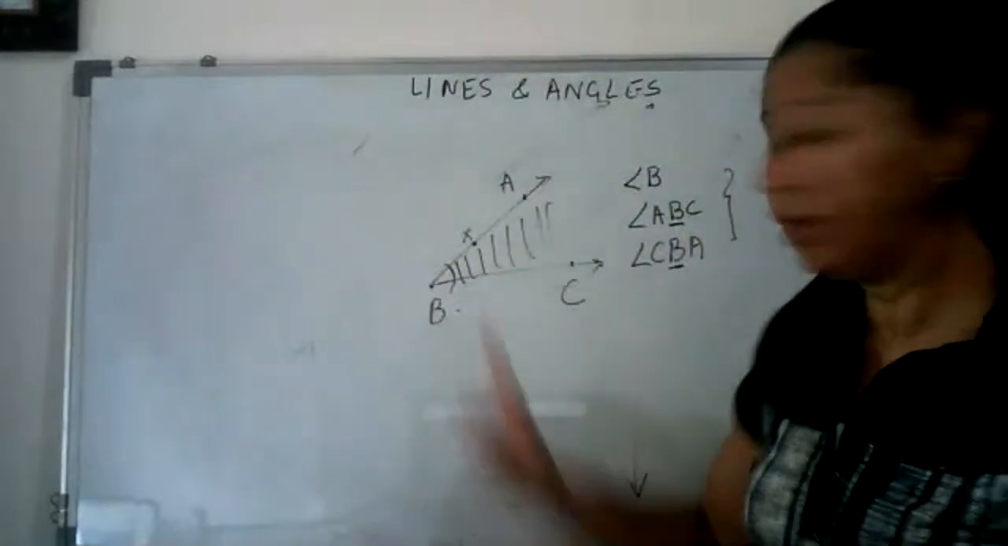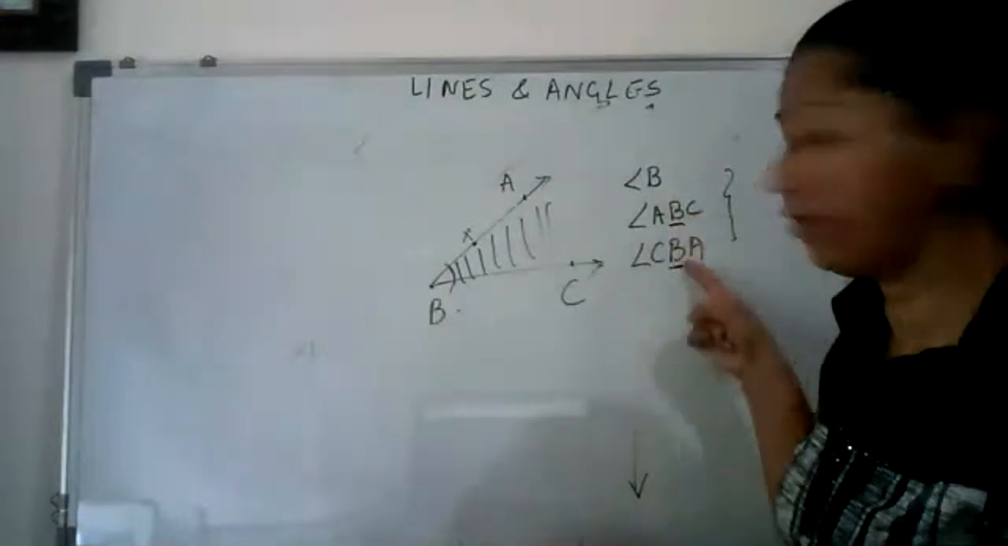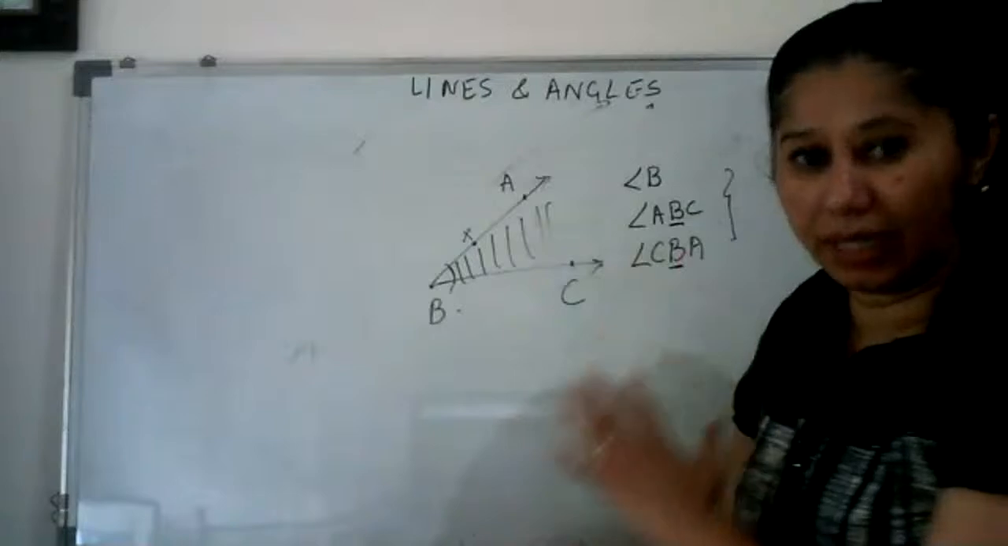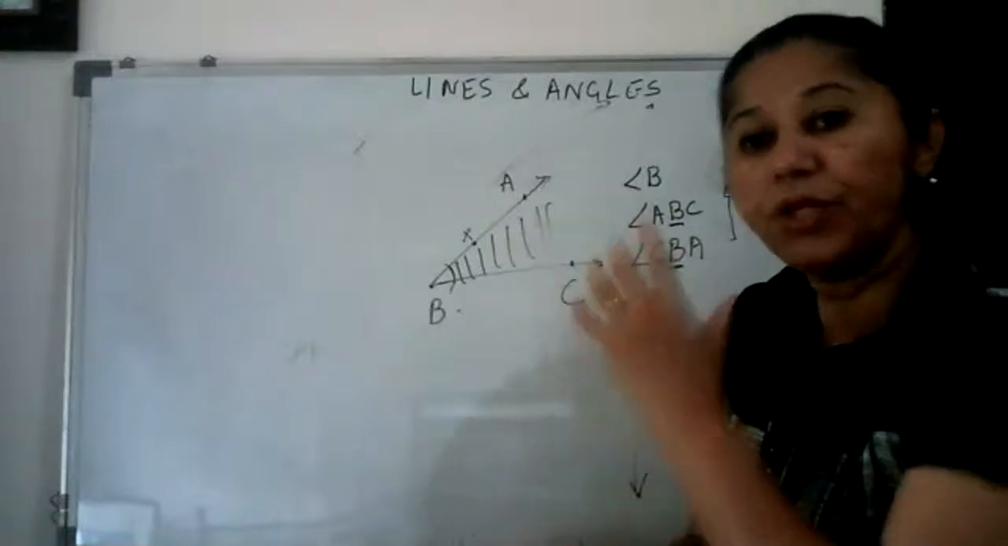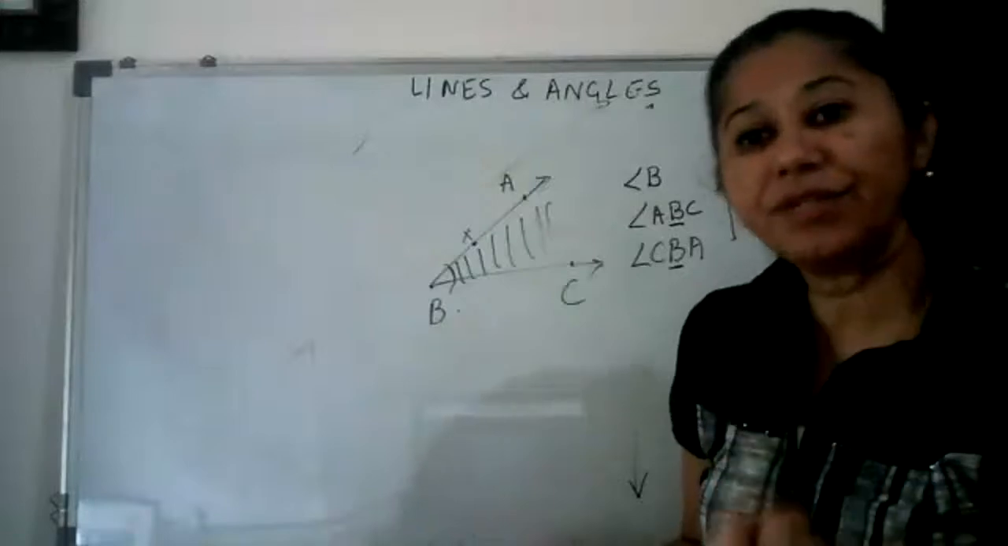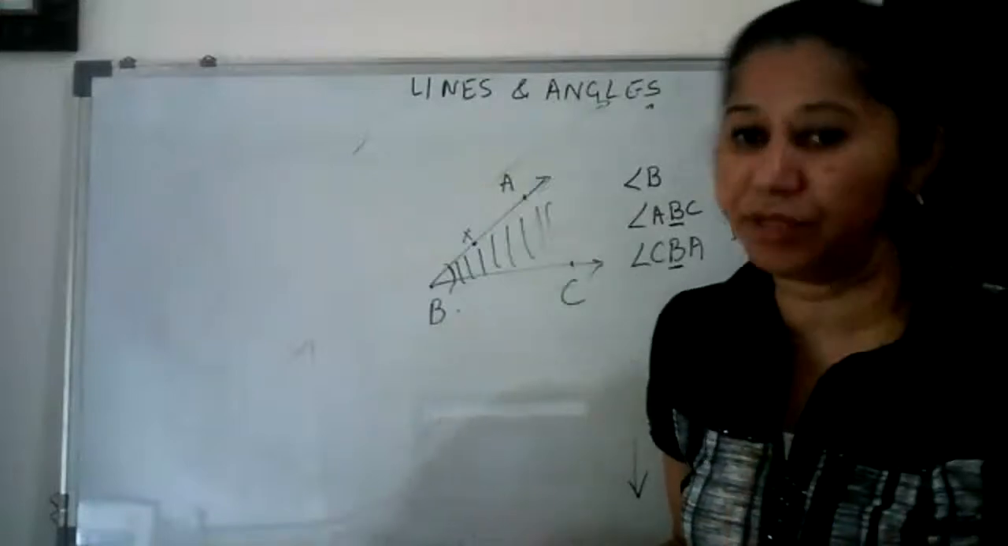Is that clear to you? How will we name an angle? With three letters. Okay, now going further about angles. Because without angles we will not be able to connect with lines. So first we will go through the types of angles.